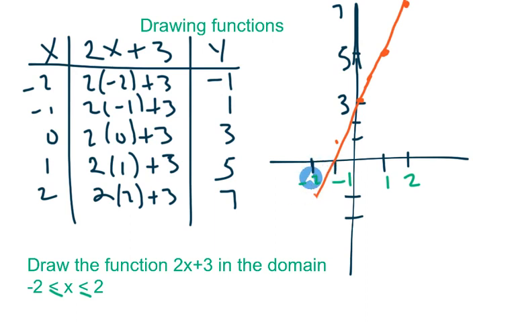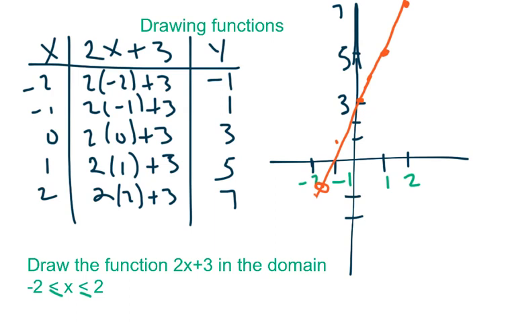So minus 2, minus 1, I plot this point here. And then I plot minus 1, 1, and I plot this point. And then I plot 0, 3, and I plot that point. And then you plot 1, 5, and then I plot 2, 7.